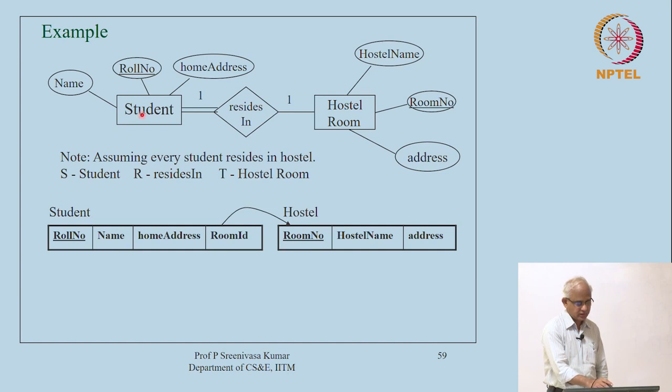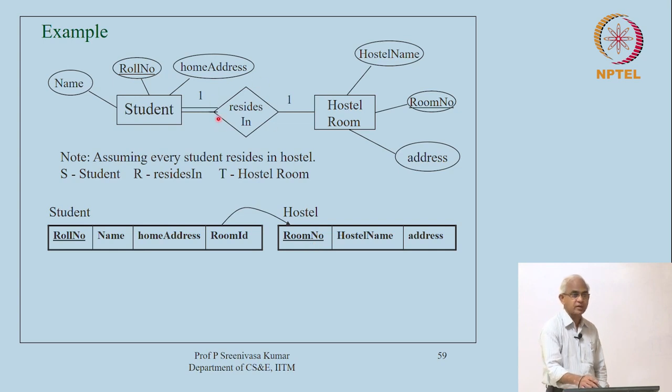So, let us say S is the student, R is that relationship, T is this one. What we have done here is that the student is mapped to the student table, in which case we have roll number, name and home address as the 3 attributes. Only up to that will be the student entity, and the hostel room will be room number, hostel name, address, because these are the 3 attributes. Room number is the key, so we will write it here.